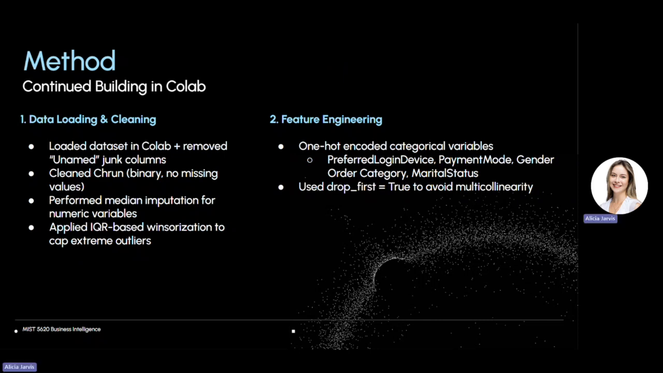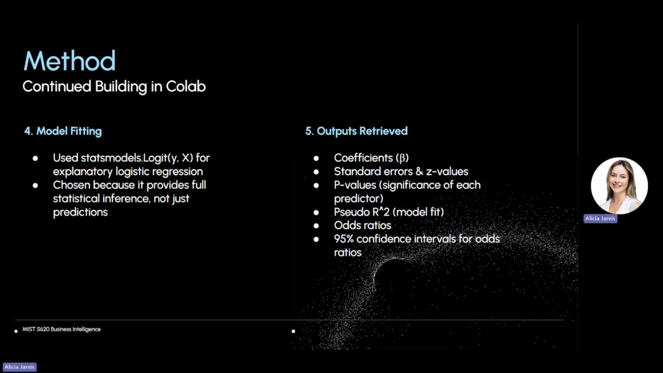And moving on to model fitting, once the dataset was prepared, we fit an explanatory logistic regression model using the statsmodels logit function. We selected statsmodels specifically because it provides the full set of inference statistics we needed for explanatory analysis, things like p-values, standard errors, and confidence intervals.